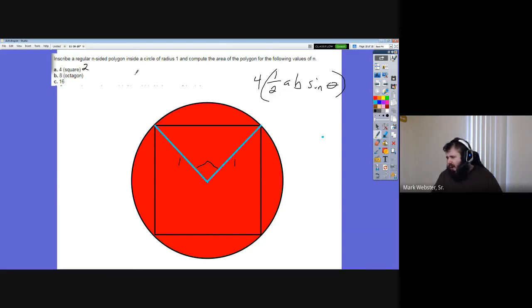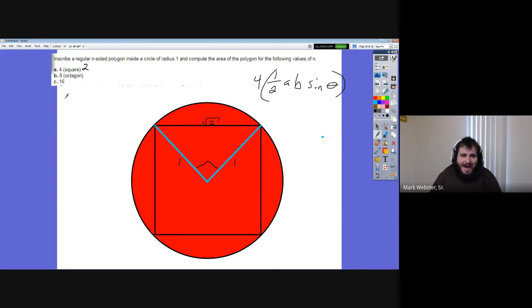Another way to think about it, if you're one of those 30-60-90, 45-45-90 triangle people, this is a 45-45-90 triangle. In order to get from the leg to the hypotenuse, you multiply by radical 2. Well, the area of a square is side squared, so radical 2 squared is 2. Either way, you get the answer of 2.